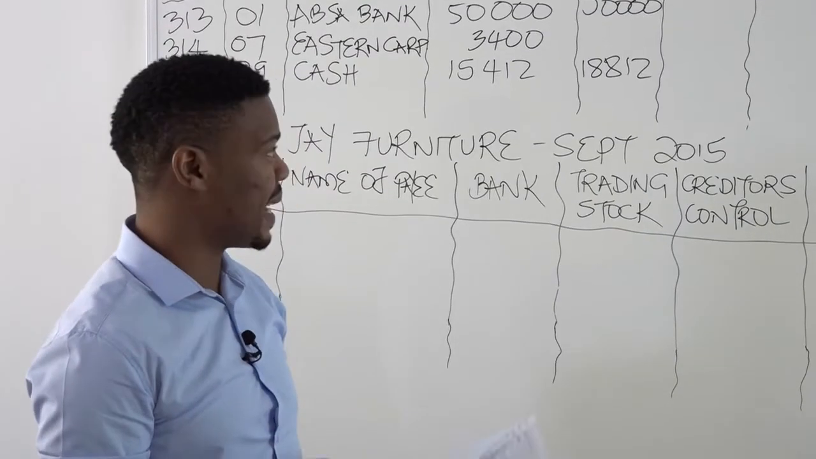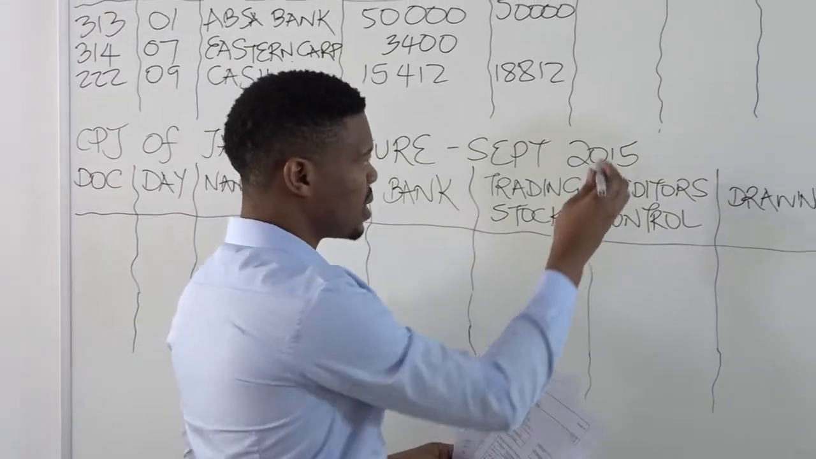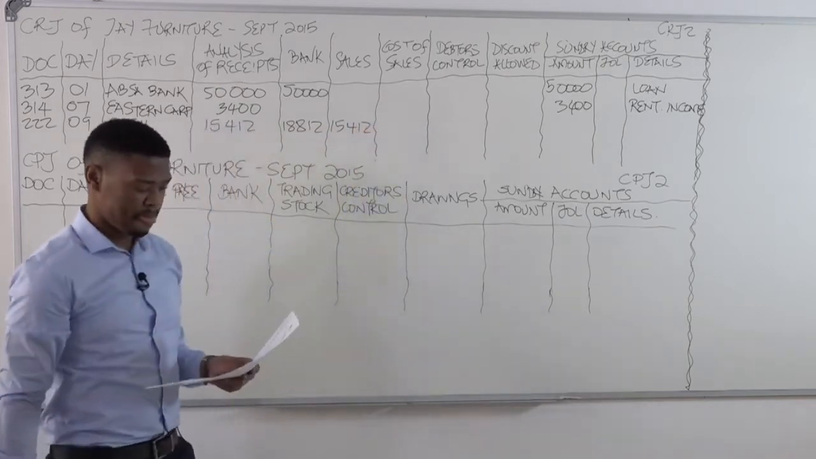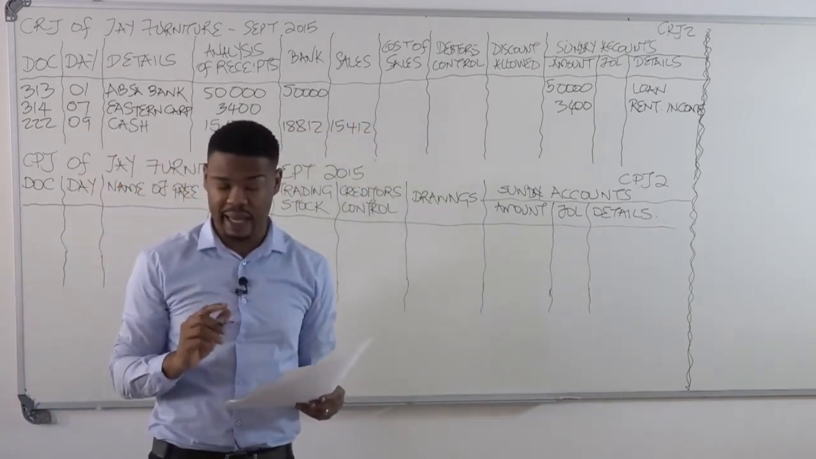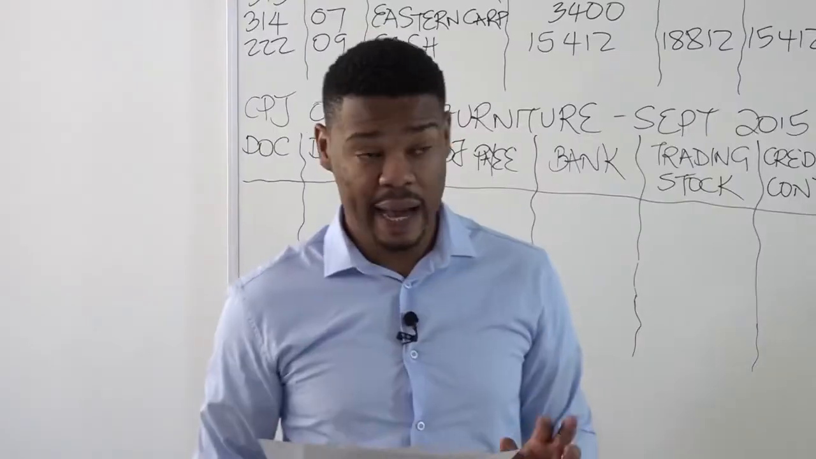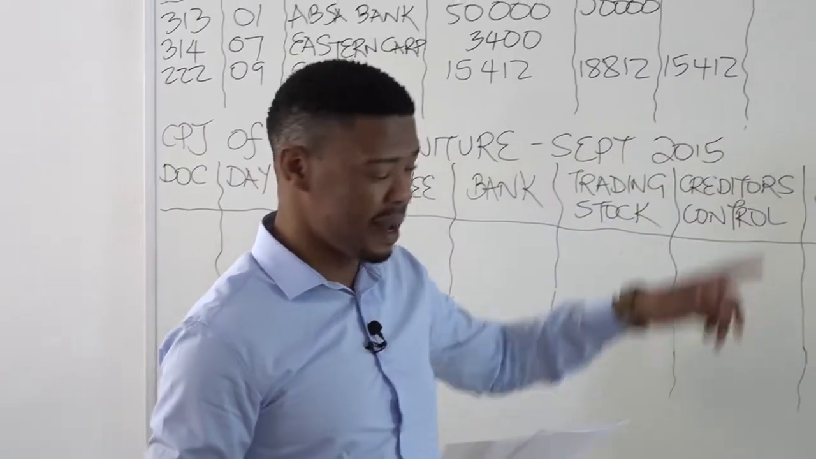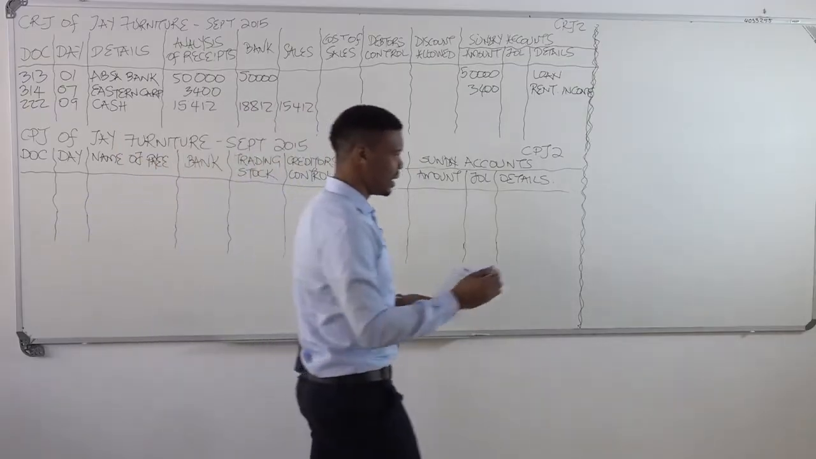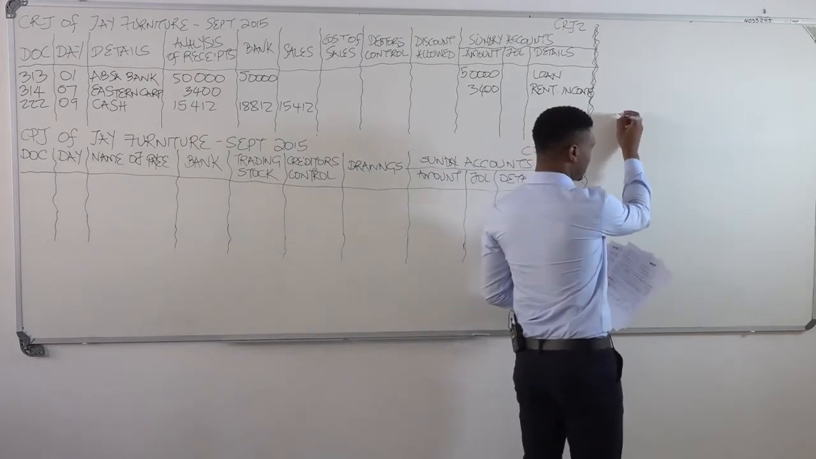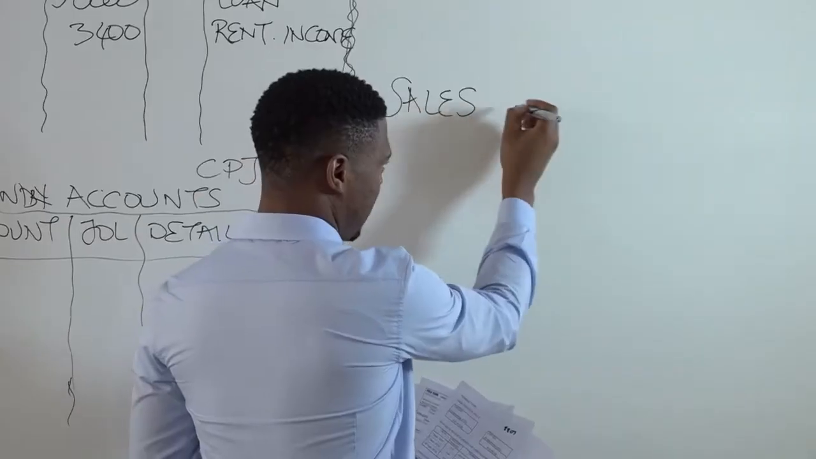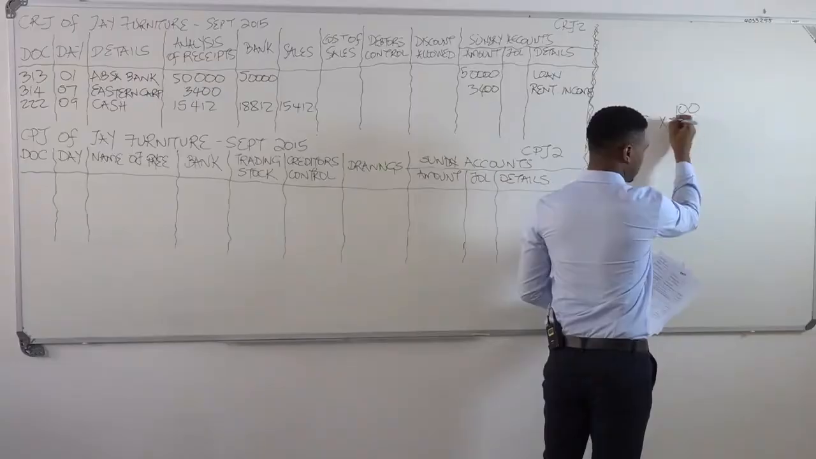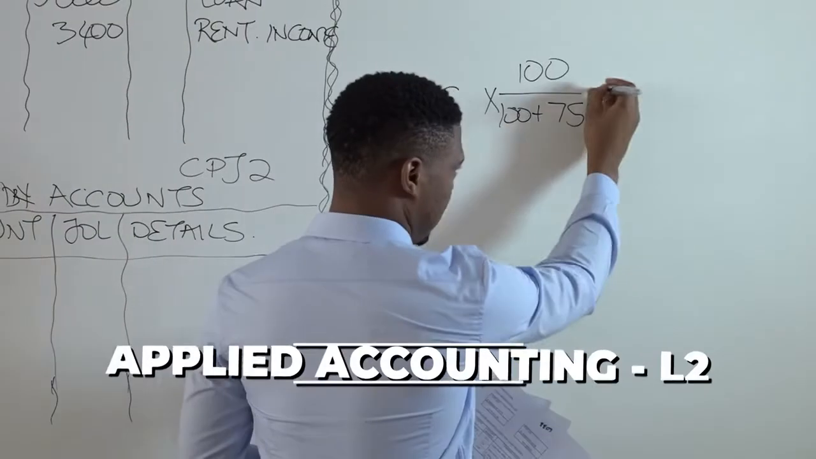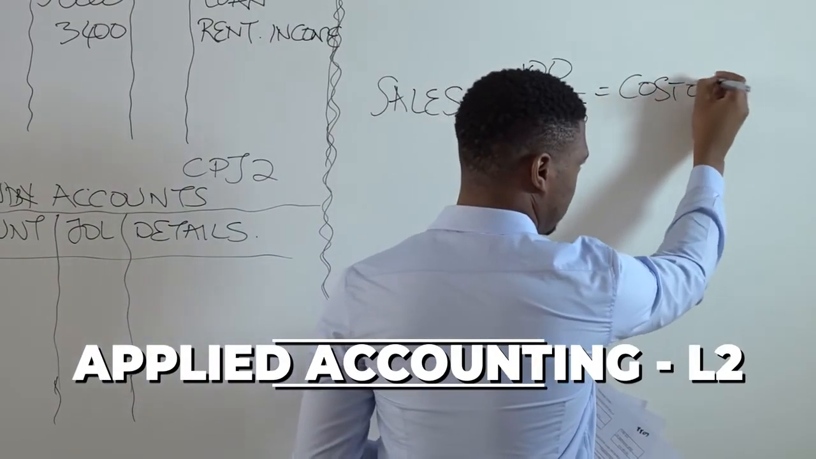That 15,412 was general sales. So I sold, and I'm going to put the same amount under sales. Remember, with sales comes again your cost of sales. And remember, for this transaction, the markup is 75% on cost. So I'm going to show you quickly how to calculate that. The formula is you take your sales and you multiply by 100, divide by 100 plus the markup. Then that will give you your cost of sales.